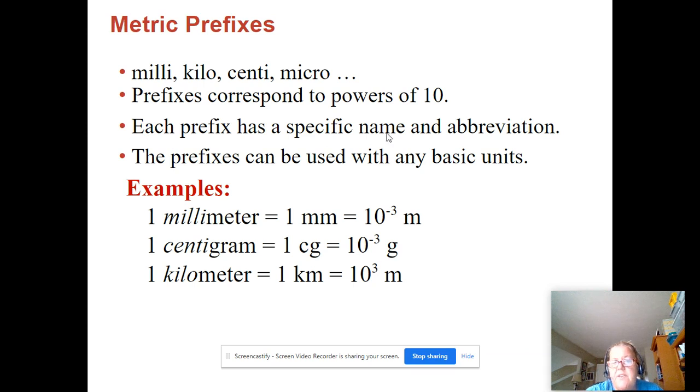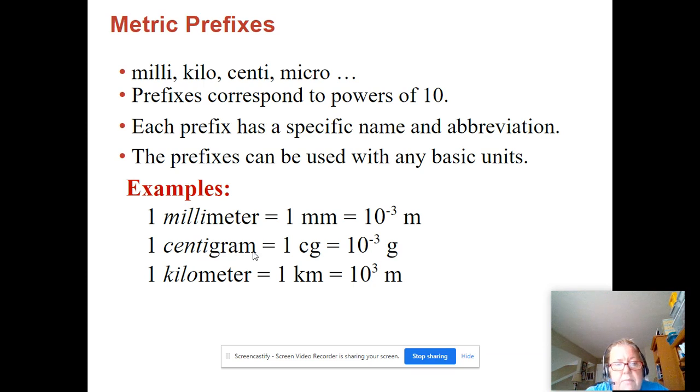Each prefix has a specific name and abbreviation, and the prefixes can be used with any basic unit. So here we go. We have 1 millimeter. Milli is the prefix, and milli is 10 to the negative 3. So all three of these are a way to write 1 millimeter. You could write it out as 1 millimeter or 1 mm, or because milli means 10 to the negative 3, you could put 10 to the negative 3 m, which is 10 to the negative 3 meters.